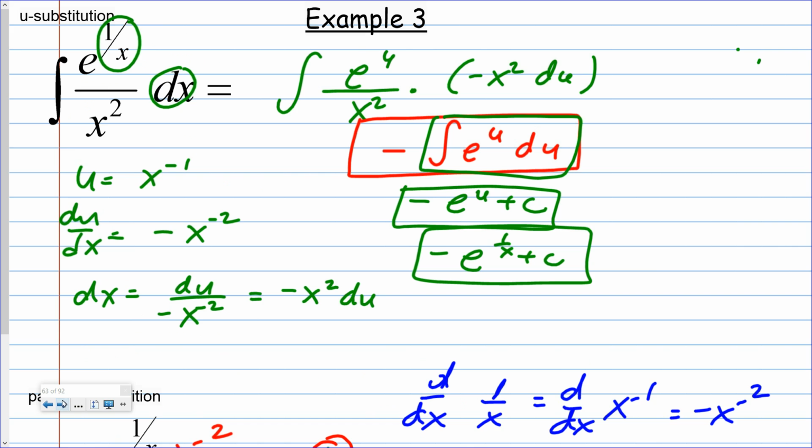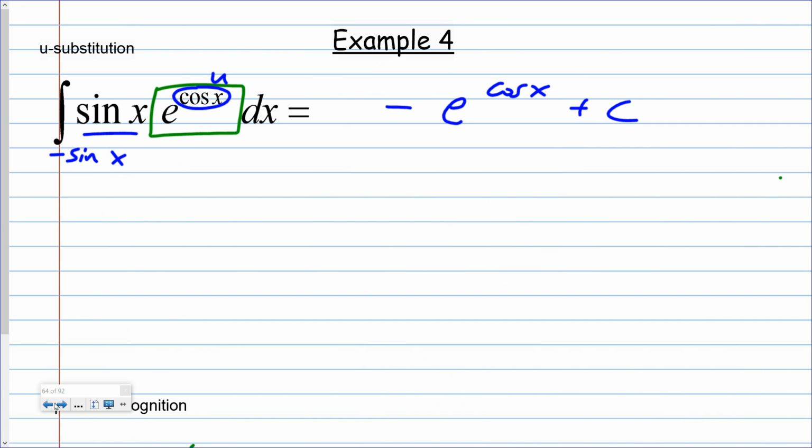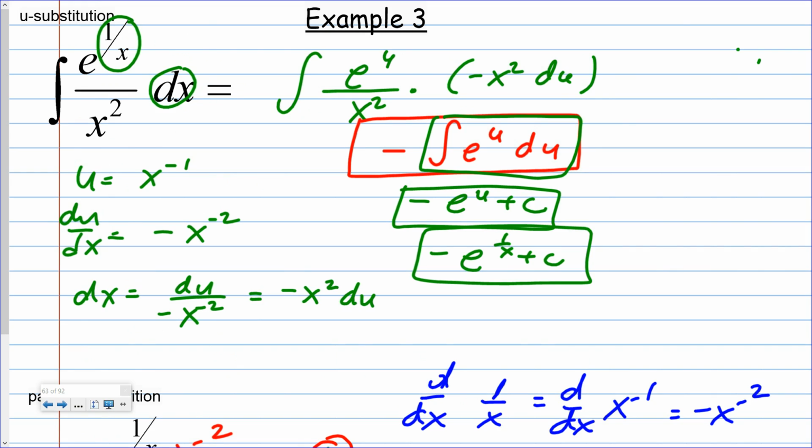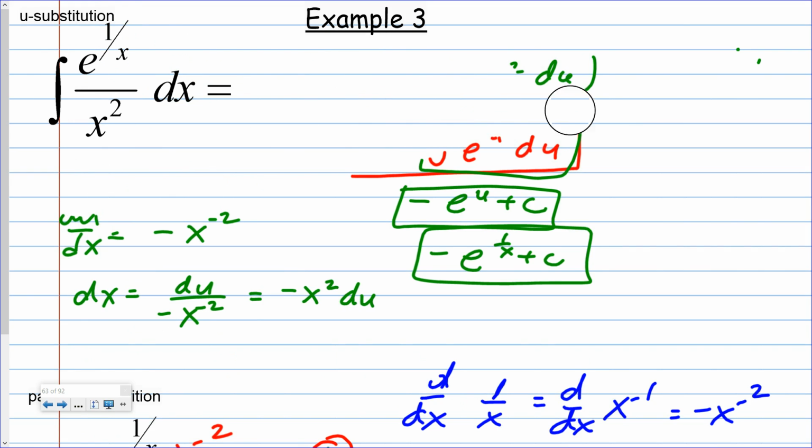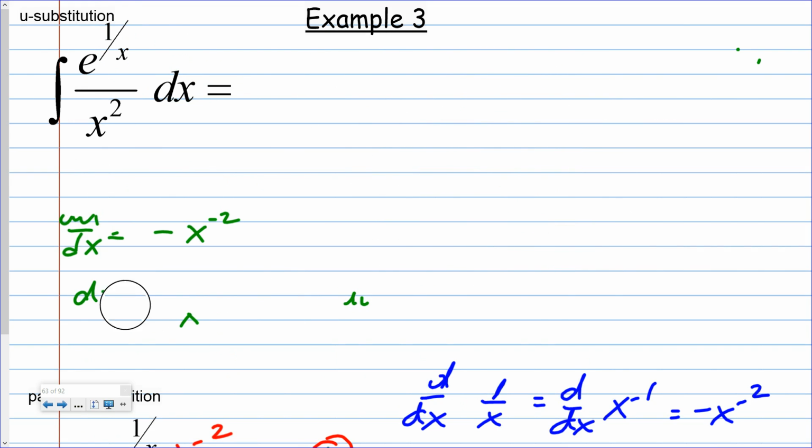Okay? Let me see if there's a more fun problem. This one's pretty fun, actually. That one's fun, too. Let's do this one. Okay, do you want to do u substitution, or do you want to do your pattern recognition?